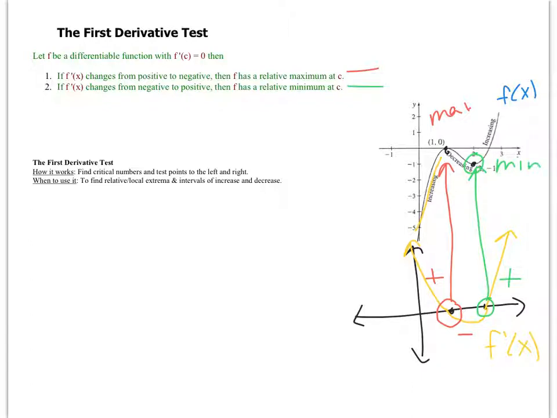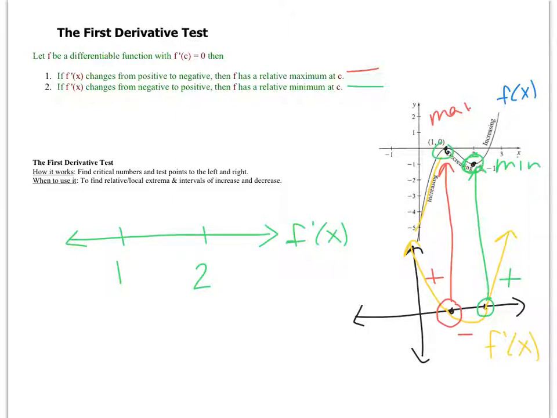So the way we can use this if we don't have a graph is we're going to find all of those critical numbers, find where the derivative is equal to 0 or when it's undefined, and then you check numbers to the left and the right. So showing you with this, if I draw just a number line for f prime of x, I say, okay, I know that the critical values were when x is 1 and when x is 2. So then I need to find out what would be the values of f prime of x between these.